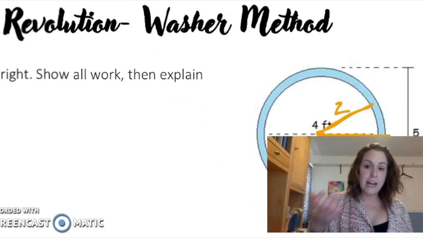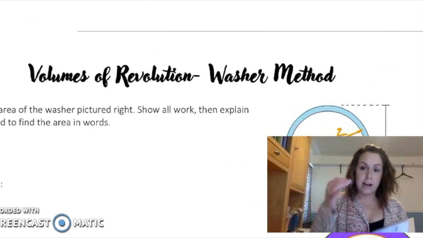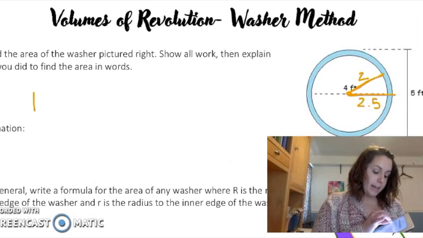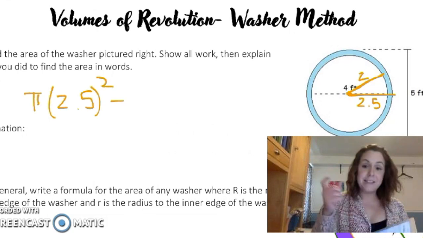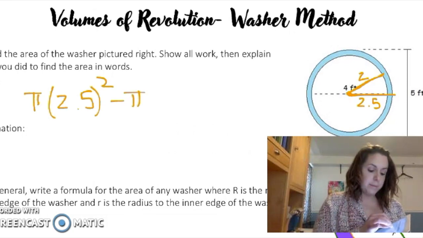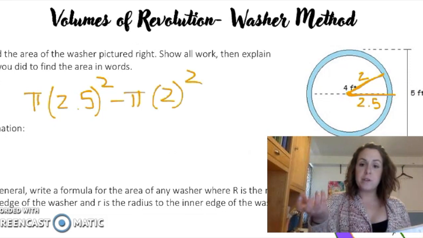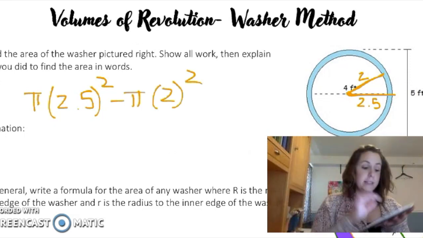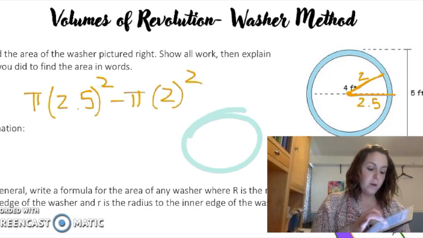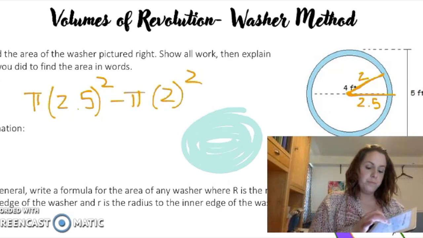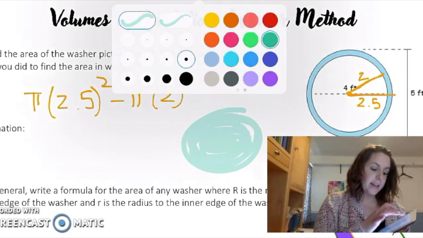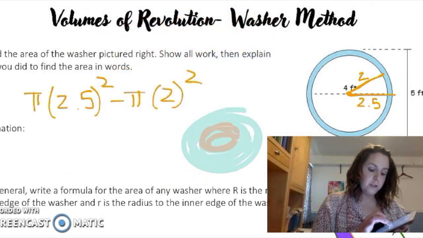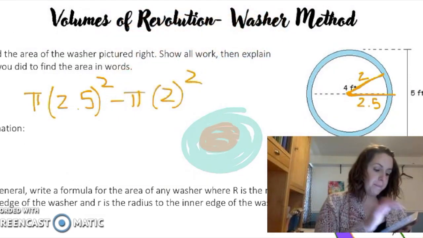And to calculate that area, I would do the outer area, so pi times 2.5 squared, minus the inner area, which is pi times 2 squared. And again, the reason I'm doing that is because I'm doing the outer minus the inner. I'm taking the area of my whole circle, right? And then I'm subtracting out the area of my inner circle to just get that ring on the outside.